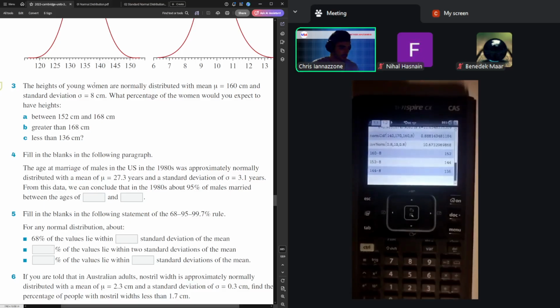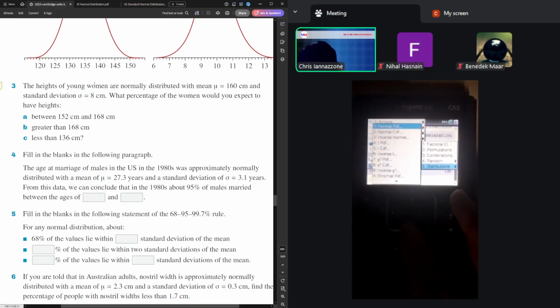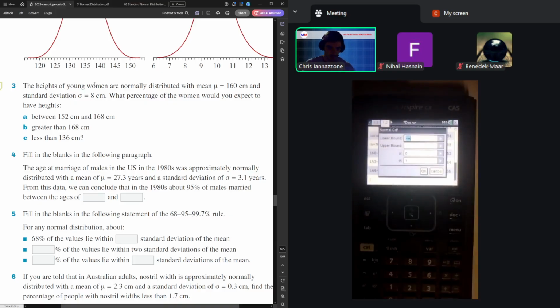So all of these are finding probabilities. If you're trying to find normal probabilities, what you're trying to use is the normal CDF. So we go ahead and use a normal CDF. All we need to do is put our boundaries in here. Less than 136 means all values less than 136.